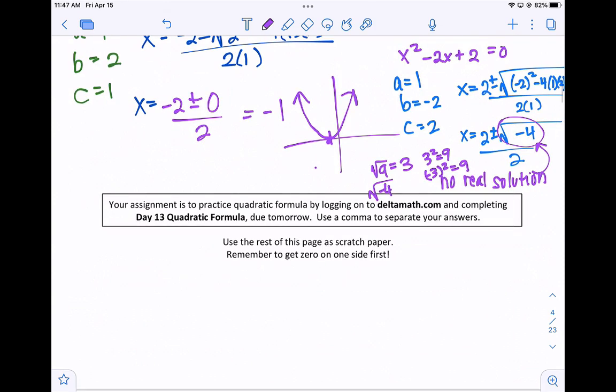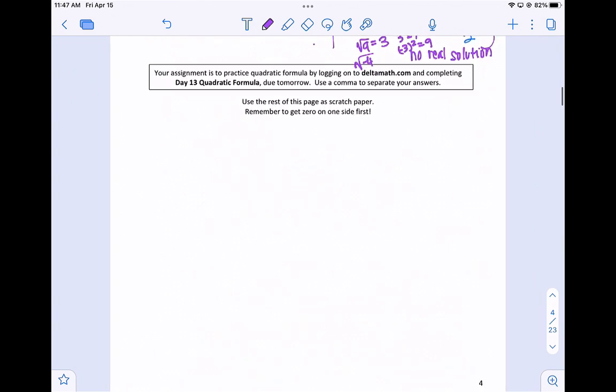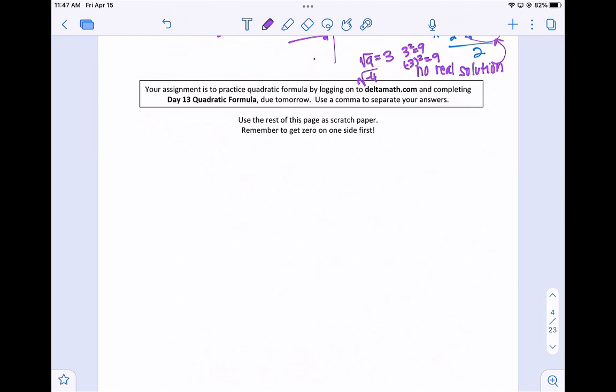All right, your assignment then is just to practice 5 problems. So get everything on one side. What's a, what's b, what's c. Plug in the quadratic formula. You can get the decimal answers. And that is on Delta Math. You can use the rest of this page as scratch paper, or you can grab another sheet in class.